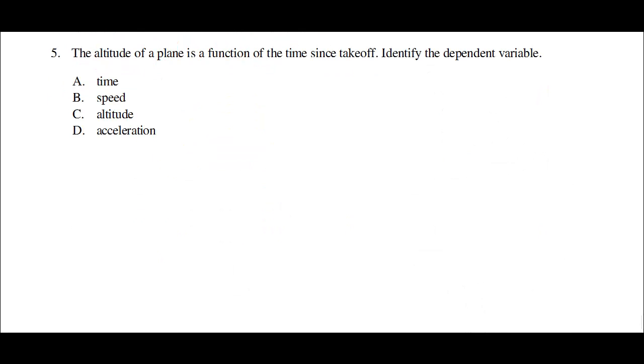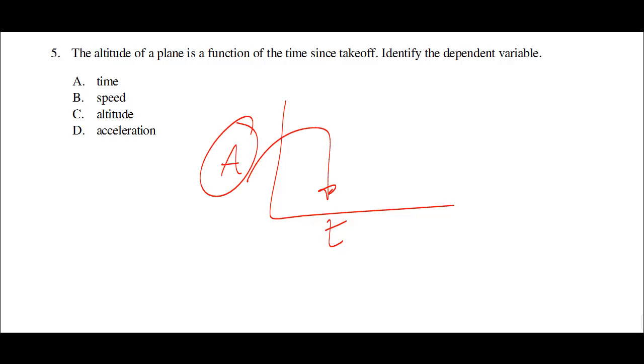Number 5. The altitude of a plane is a function of the time since takeoff. Identify the dependent value. In this case, the altitude of a plane is a function of the time. When you're graphing something like this, the altitude would be over here and time would be right here. It's because time is independent. It's always kind of going. And the altitude of the plane is therefore dependent on the time right here.